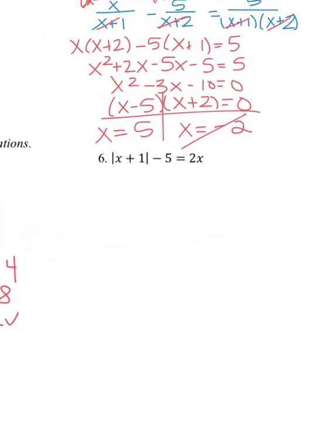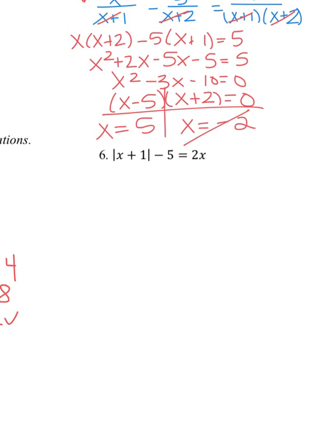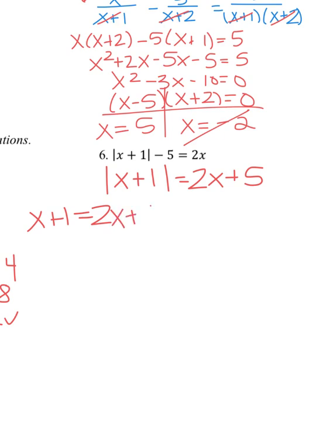For number 6, again, I'm going to get the absolute value bars by itself. So I'm going to add the 5 over first. So the absolute value of x plus 1 is equal to 2x plus 5. From here, I set up two equations. One of them is the original, x plus 1 equals 2x plus 5, and the other I have to make sure to distribute the negative, so x plus 1 equals negative 2x minus 5.